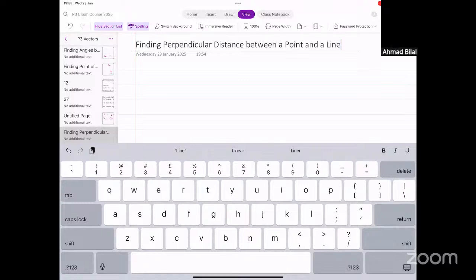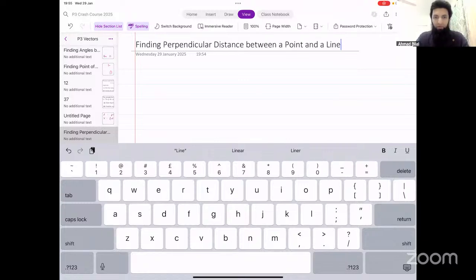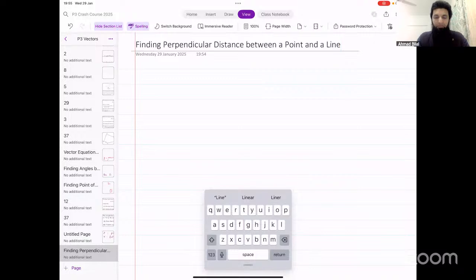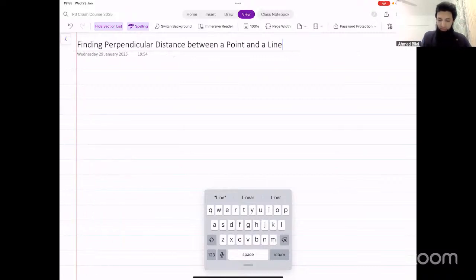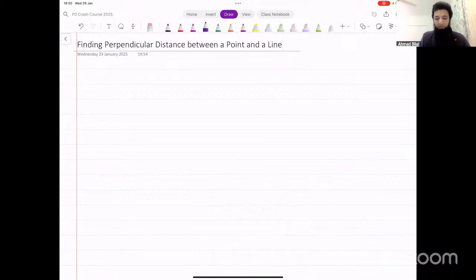I'll quickly give you an overview of what we've done until now. And then we start with this next concept, which is finding perpendicular distance between a point and a line. Okay, Assalamu alaikum, everyone. Let's begin then. So today, this is the next concept that we're doing. This is the last major concept that we have left in vectors.